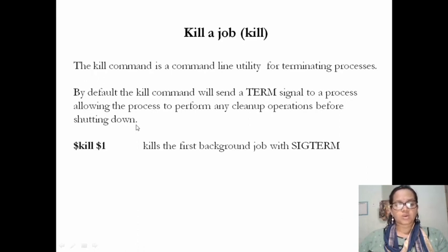The kill command also supports sending any other signal to a process. So the kill command is used primarily in order to terminate or restart a process. So what is the command? kill %1, where it is killing the first background job with SIGTERM. Okay, so the first job will be stopped.